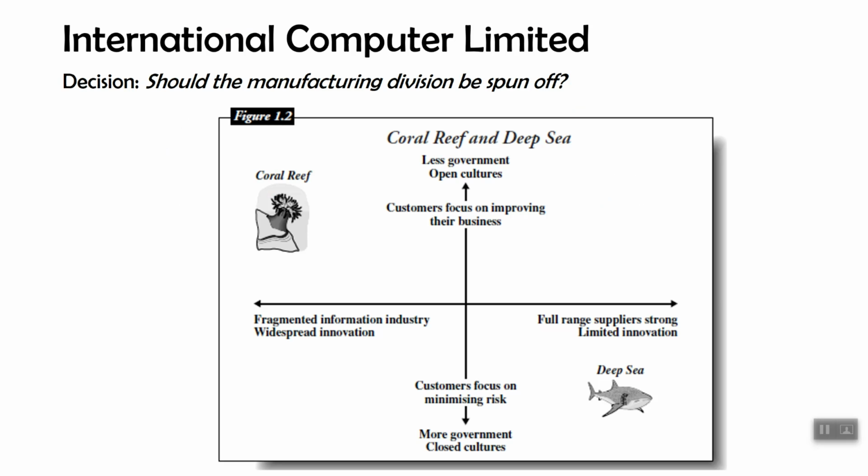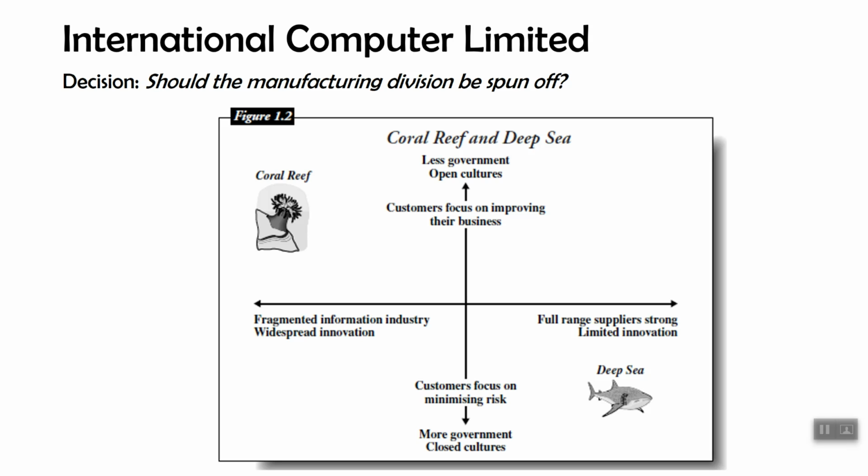Here are a couple of other real-world examples. D2D was International Computer Limited's manufacturing division. The management team had produced a 5-year strategic plan, and they developed two scenarios for the future, shown in this figure. Coral Reef, at top left, was a colorful IT world with many small companies, a hectic pace of development, and consumer and business customers interested in the latest products.